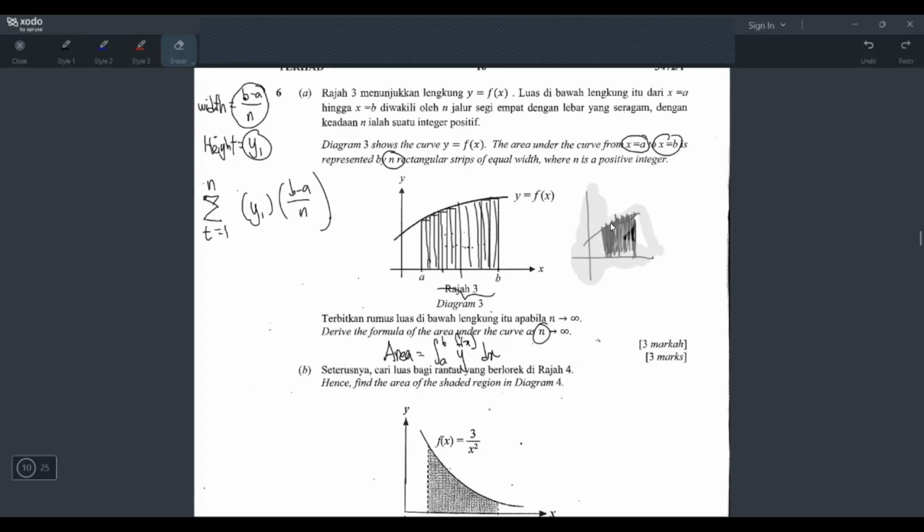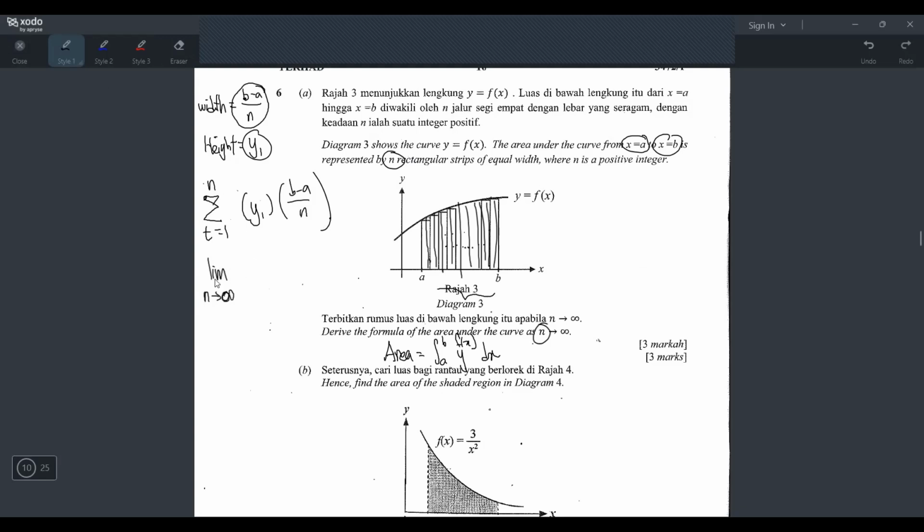So how can we make the n infinity then? In mathematics, in Addmaths, we will use the limit concept, because we want our n to be infinity. It's not actually infinity, but it will be approaching infinity. So this is what it means by n approaching infinity: I want the number of rectangles here to approach infinity. It's not actually infinity, it's just approaching infinity.